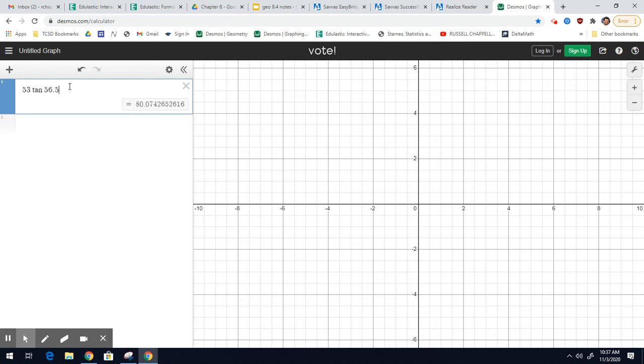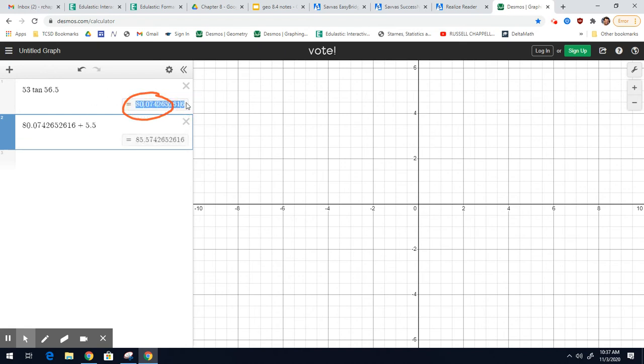80.07. It says round to the nearest tenth. So I'm going to just leave it like this for a little bit, so I can actually copy and paste that. And I'm going to add 5.5. So I just use control. I highlighted it, I used Control C and Control V on my keyboard. And there is the true answer.